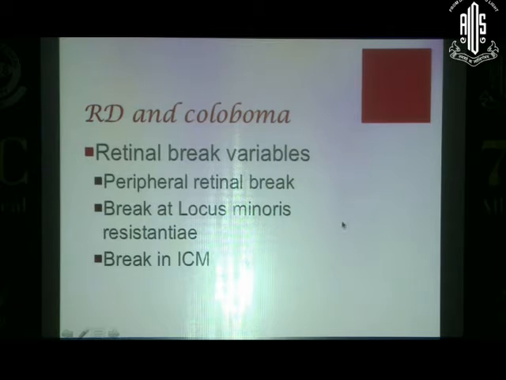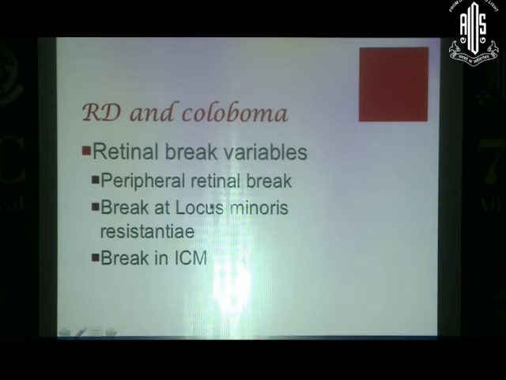So when you find retinal detachment with a colobomatous eye, you have basically three variables in the retinal break, a break in the retina or ICM. A peripheral retinal break could be present. There could be a break at this locus minoris, which, as I told you, is the communication between the subretinal space and the sub-ICM space. It's actually a barrier, which is present provided it is continuous between the subretinal space and the sub-ICM space. And then there's a break in the intercalary membrane itself, communicating into the vitreous cavity, the sub-ICM space.